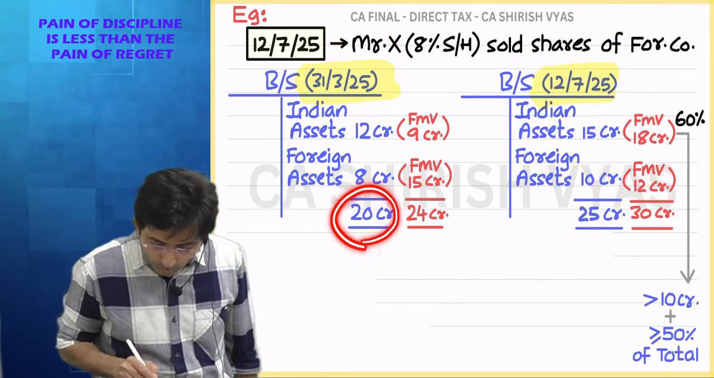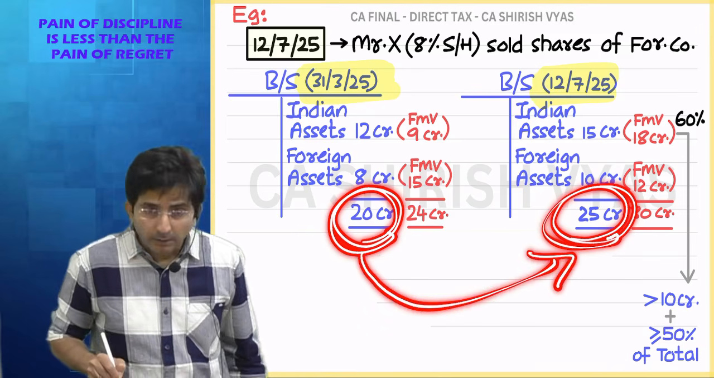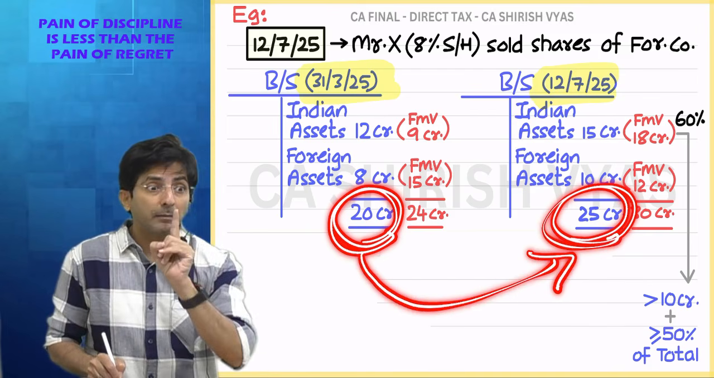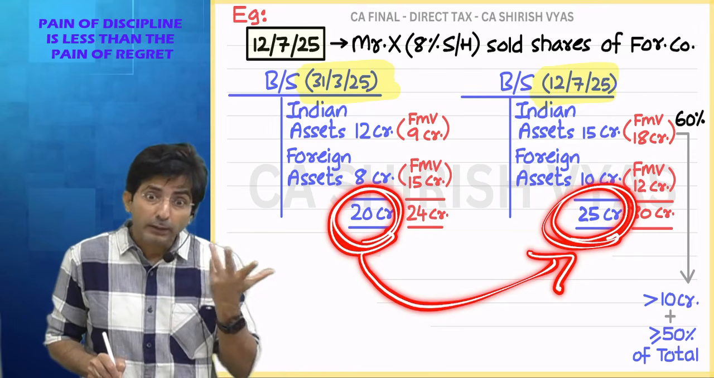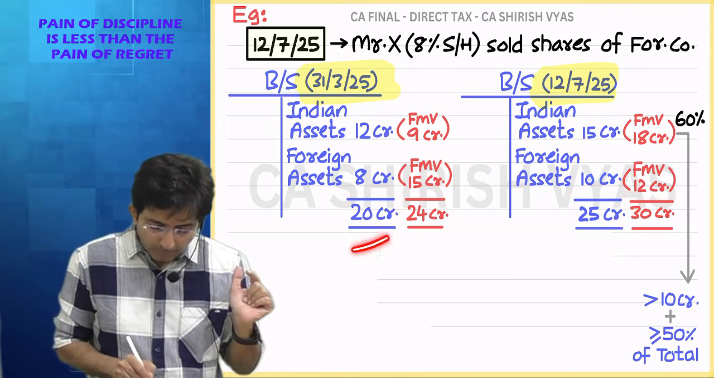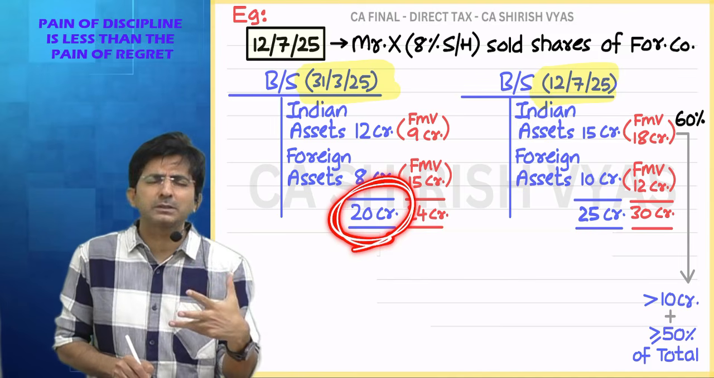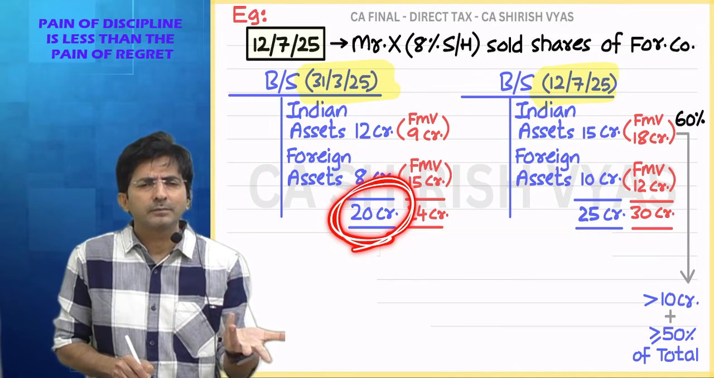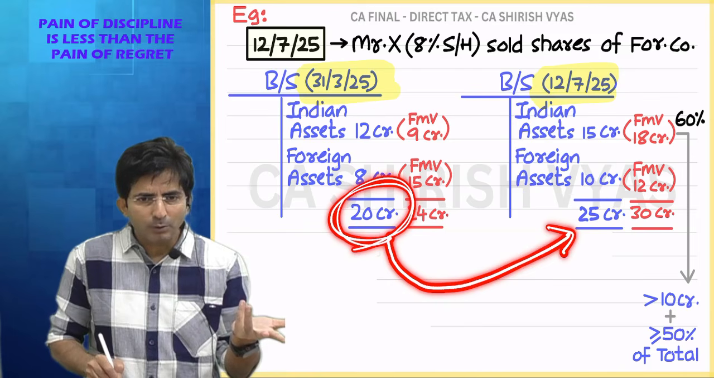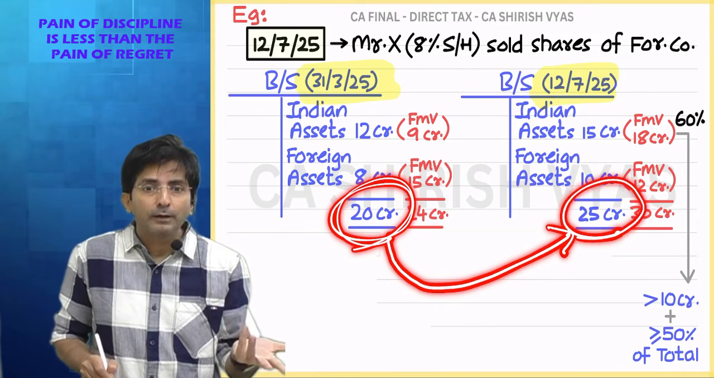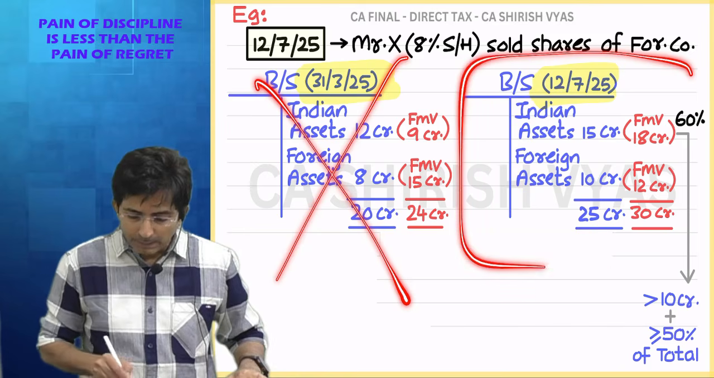Means you have to see the total assets book value. If the change in total assets book value is by more than 15%, tell me what is 15% of 20 crores? Calculate, 15% of 20 crores is 3 crores. And see the growth in the balance sheet. Is it more than 3 crores or not? It has become 25. Then government says to hell with this balance sheet. We will see this balance sheet.